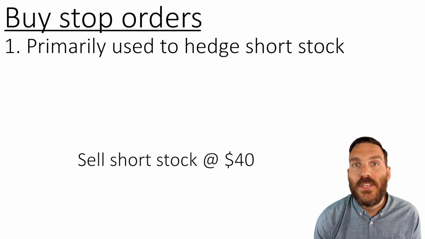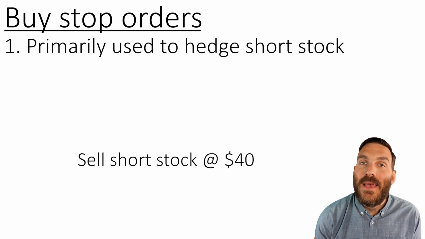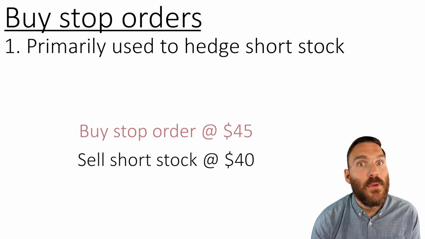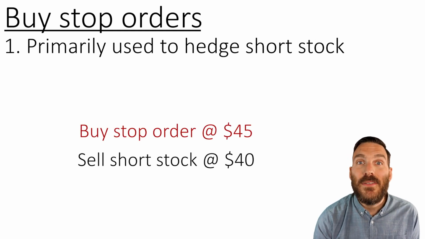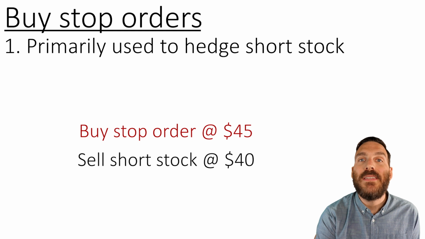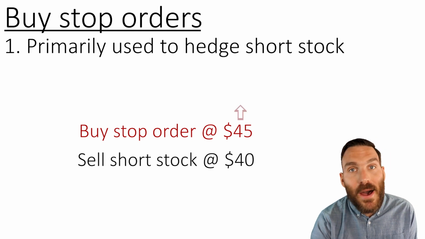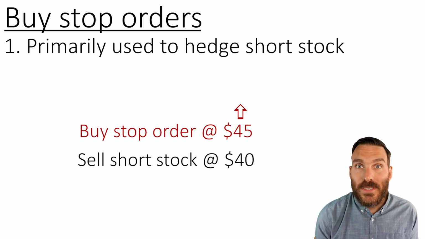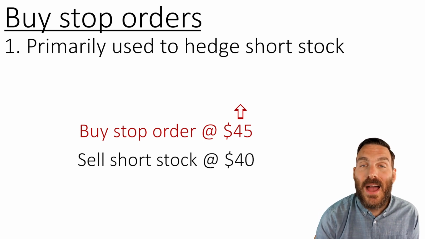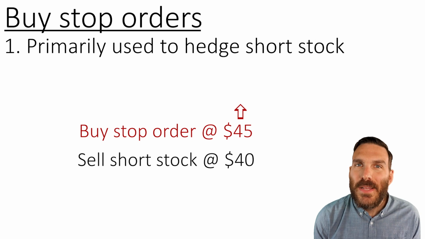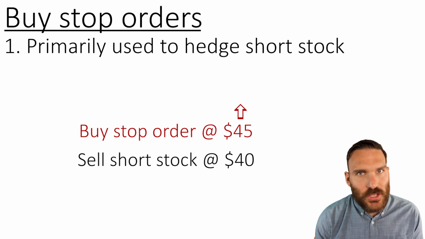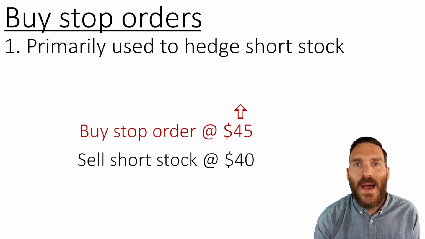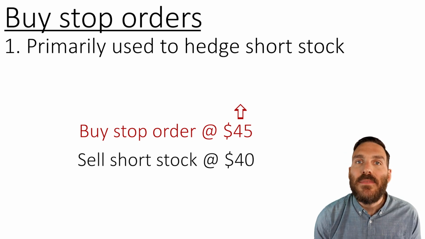With our short stock position at 40, we might place a buy stop order, say at 45. This type of order tells the system if the market price gets to 45 or above, buy back the stock and get me out of this position. With a short stock position, buying back the stock closes the position. So let's think about the big picture here. The investor shorted stock at 40, they place a buy stop at 45, and that gives them some flexibility.